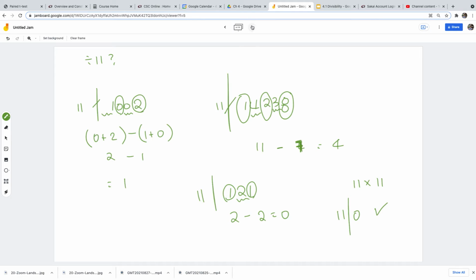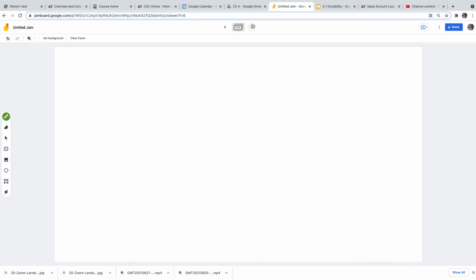I will give you one more example. Let me find the number. Something like 11 times, how about this big number? I got 47,916. I already know this is 11 times 4,356 because I used my calculator. So it is divisible by 11. We're going to test if it really works.